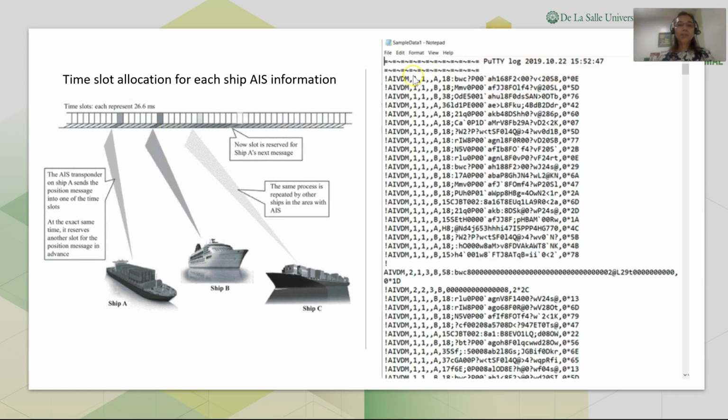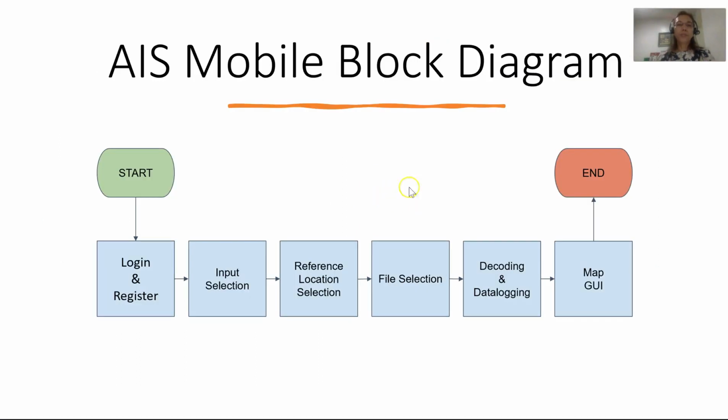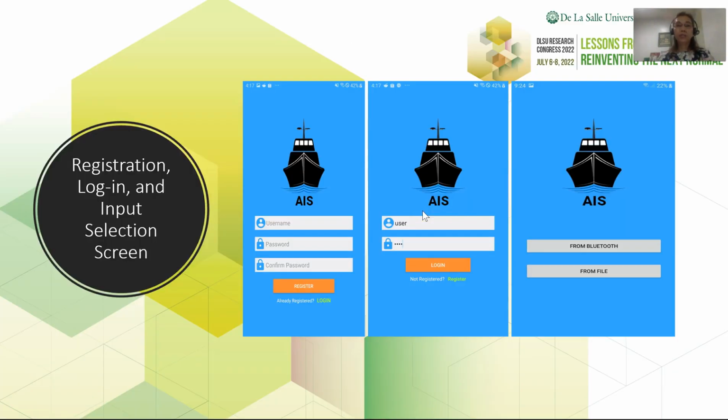Now, this is just a sample of the list of the data that we collected before the campus closed in 2020. So this is the AIS mobile block diagram for the graphical user interface development. Okay, of course we have the login and register block, we have the input selection block, the reference location selection, the file selection, the decoding and data logging, and then the graphical user interface, which contains, of course, the map. This is how it will look like. This is how the screen looked like.